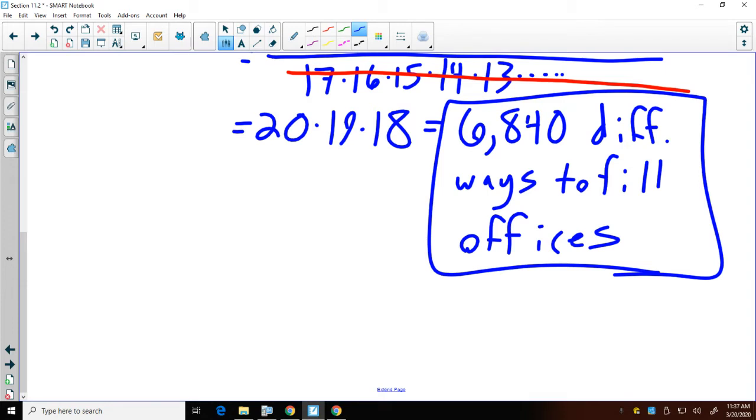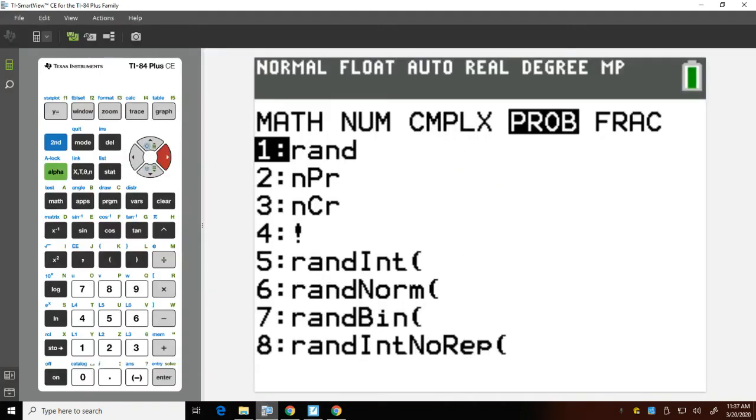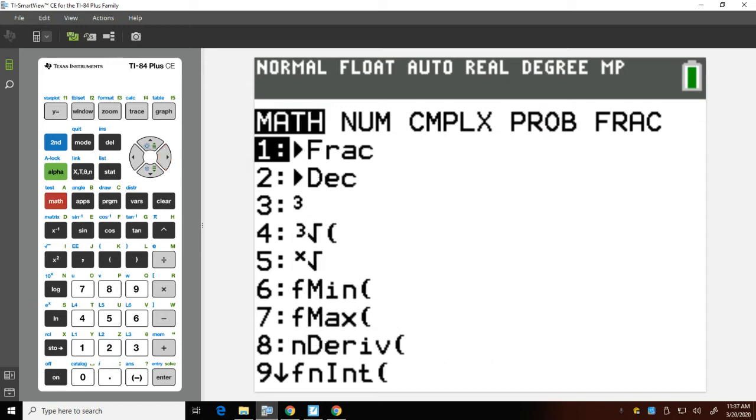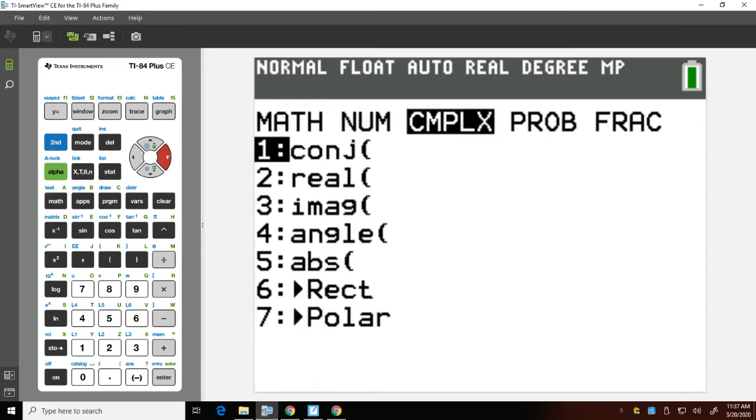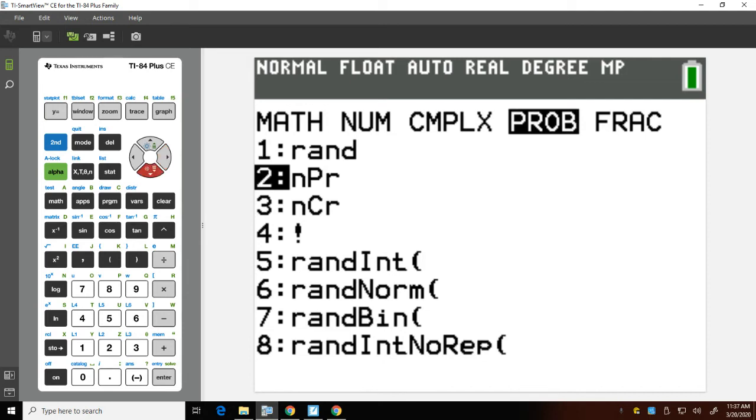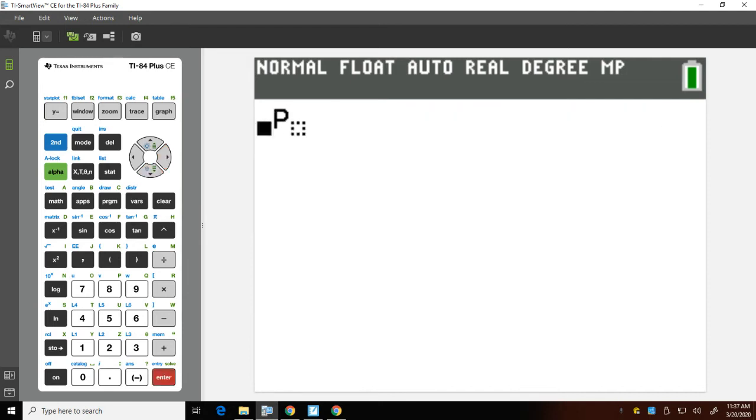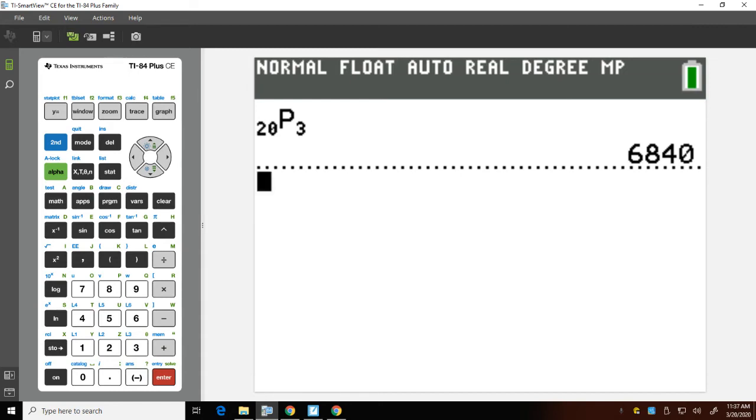So again, how will we put this in the calculator? Well, here we go. Since we are doing nPr, I would hit math. I would scroll over to nPr, scroll down, and notice it opens 2 blanks. So I would hit 20, scroll over, hit 3, and then all you do is hit enter. Done. Let the calculator do the work for you. It's going to speed things up and really help you out.